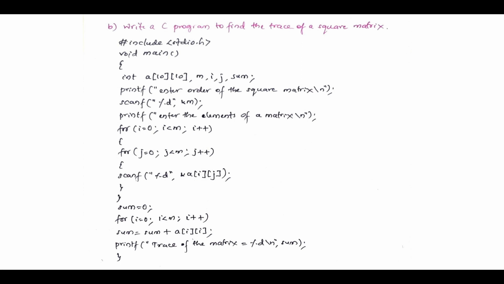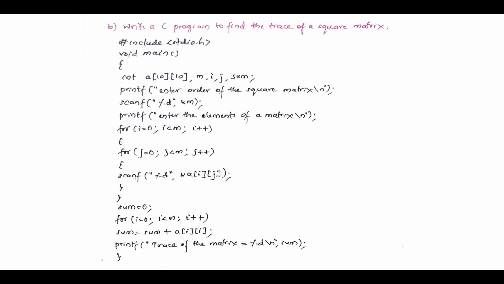Next, write a C program to find the trace of a square matrix. Square matrix means which has the same number of rows and columns. For example, 2 rows and 2 columns, 3 rows and 3 columns. Like that it will be. Trace means it is the sum of diagonal items. For this to process, we need a 2-dimensional array because you are going to store the items in rows and columns.